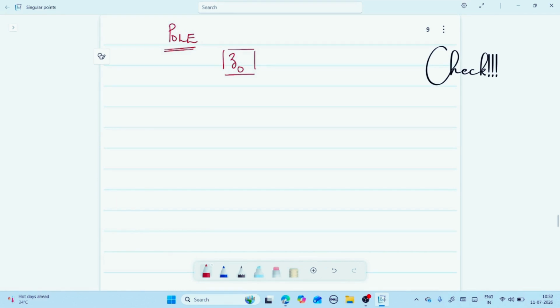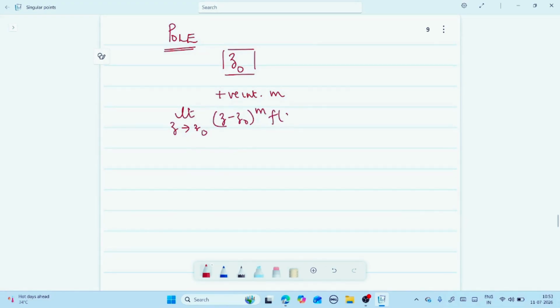Let us see if there exists a positive integer m such that the limit z tending to z0, (z minus z0) to the power m into f of z exists, provided the limit should be finite and non-zero. So this is the condition we need to check additionally for an isolated singular point, whether the limit exists or not, provided the limit should be finite and non-zero.